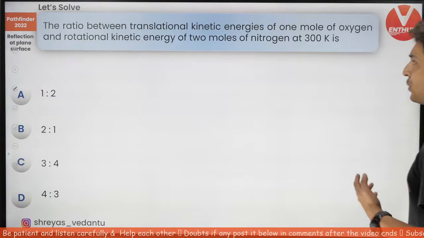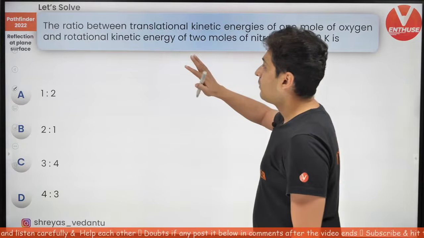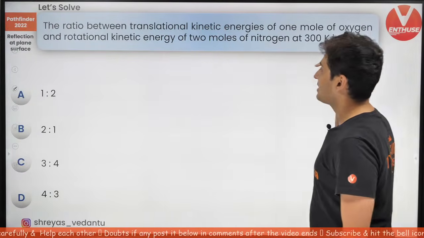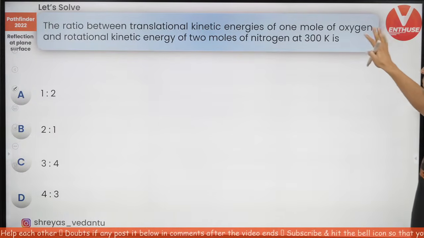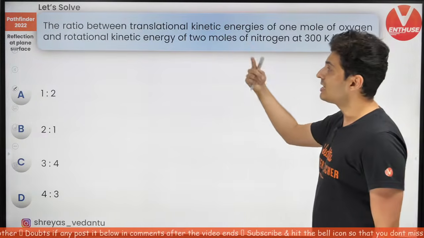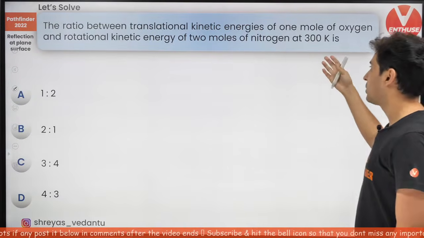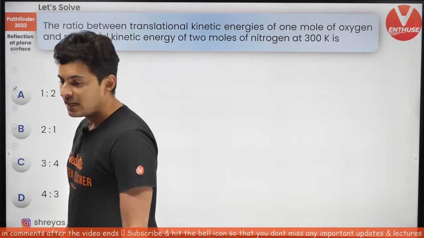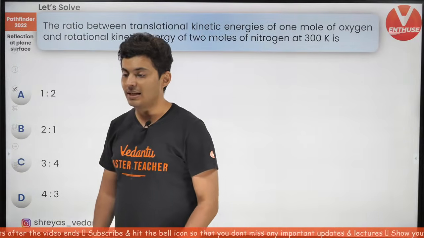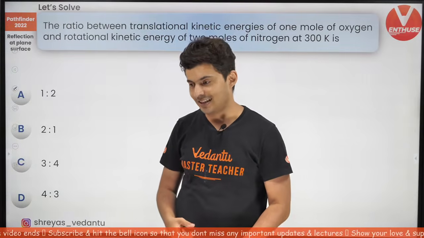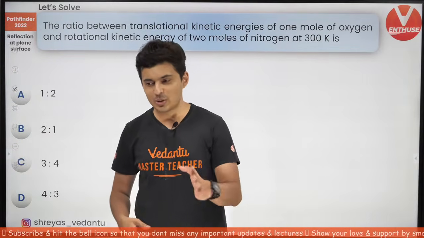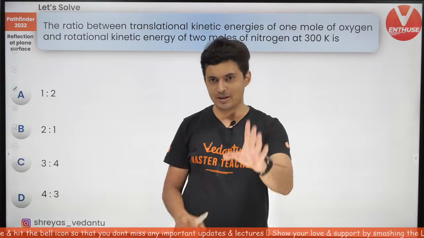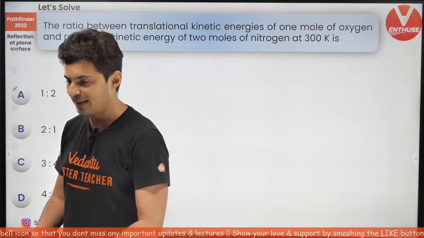Moving on to the question coming up on your screen. What do you think is the ratio between the translational energy of 1 mole of oxygen and the rotational energy of 2 moles of nitrogen at 300 Kelvin? Is CV specific heat capacity at constant volume? Yes, Nandini, it is. I'm just going to come to that CV part in a bit. Just give me a moment. I'm going to come to CV as well.